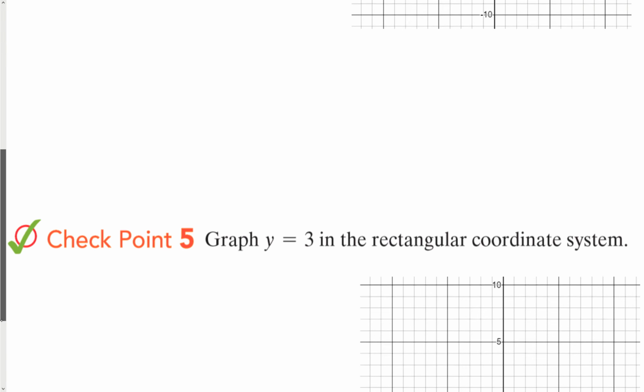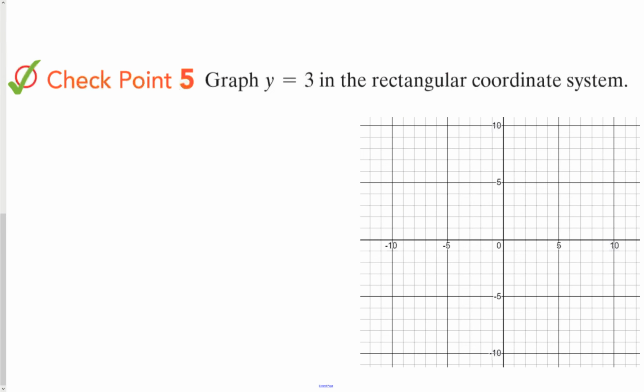Let's try that again. Graph y is equal to 3. So I know it is going to be a horizontal line, and every point on that line is going to be 3. So it's going to look something like that with arrows at each end.